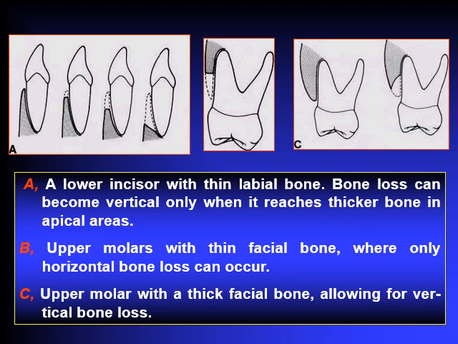In the upper molar, in the middle of this diagram, when the facial bone is thin, horizontal bone loss occurs. Here in these upper molars in C, you see that they have thick facial bone. This allows for vertical bone loss, because bone will be resorbed when it is in close proximity to the locally produced bone resorption factors, but bone away from the range of effectiveness, 2.5 millimeters, will not be affected easily. So angular bone loss will occur.